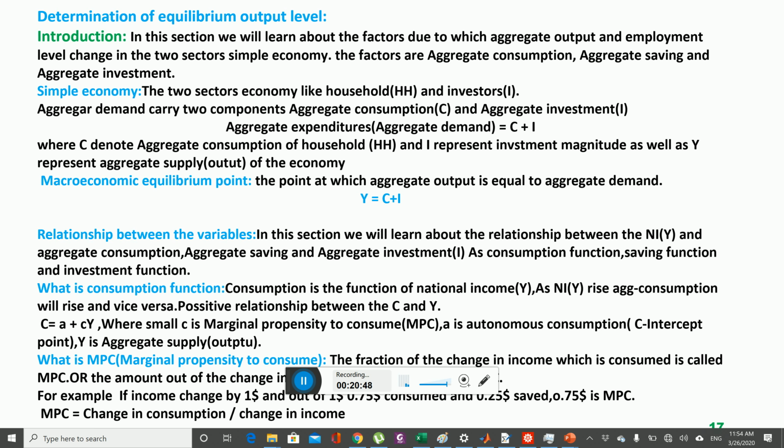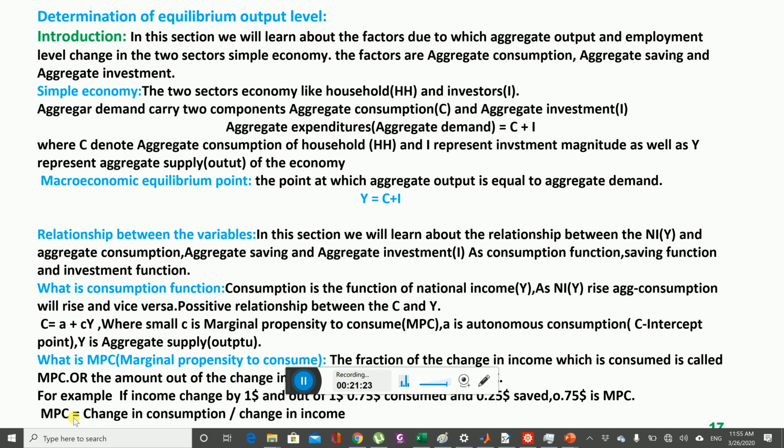For example, the income changed by $1, and out of this $1, the consumer consumes $0.75. So this $0.75 that the consumer consumes out of the change in income is called the MPC of the consumer. That is, the ratio of the change in income, meaning the amount out of the change in income that the consumer is consuming, we call MPC. We can define MPC like this.